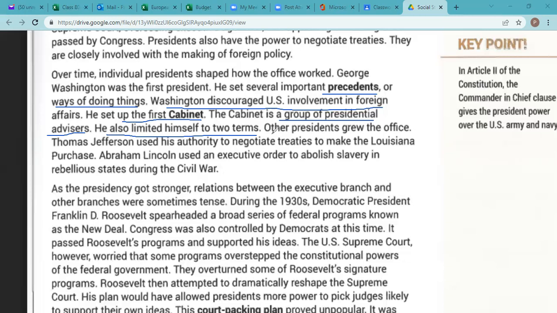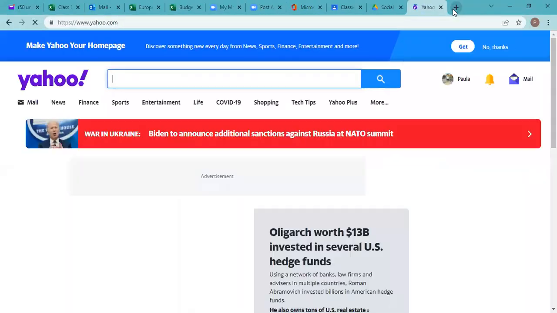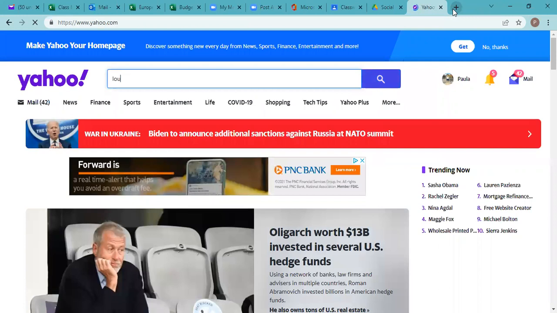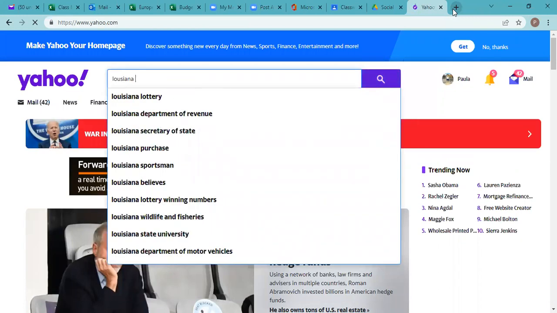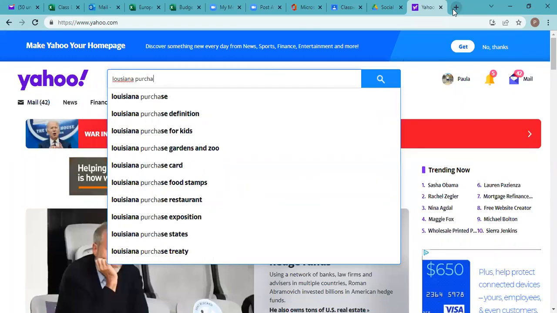So Thomas Jefferson used his authority to negotiate treaties to make the Louisiana Purchase. Now, something kind of interesting about the Louisiana Purchase, which we'll be looking at in the future. We might say, Thomas Jefferson was the president during the Louisiana Purchase, but did he actually make this purchase agreement himself? So let's take a look.